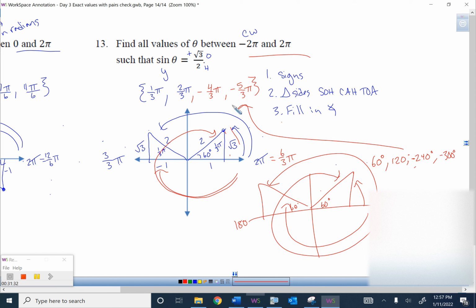If you struggle on any of those, especially these ones working backwards, please come in to see me and get some extra help.